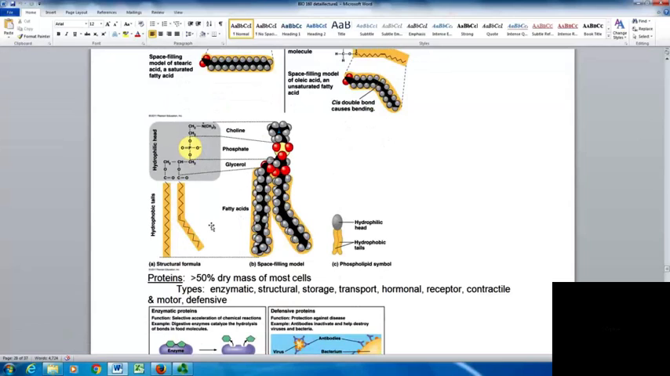This here is an example of a phospholipid. You can see the phosphate head here on the end, and then you've got the 2 hydrophobic tails that are going to hang down below.